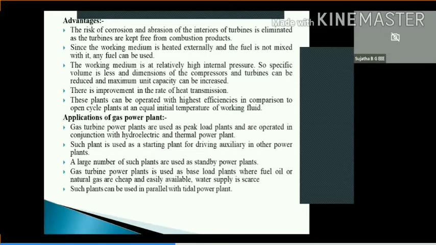So in case there is a sudden high demand, gas power plants can be used along with these conventional power plants. Such plants are used as a starting plant for driving auxiliaries in other power plants. A large number of such plants are used as standby power plants. That means standby means reserve capacity.